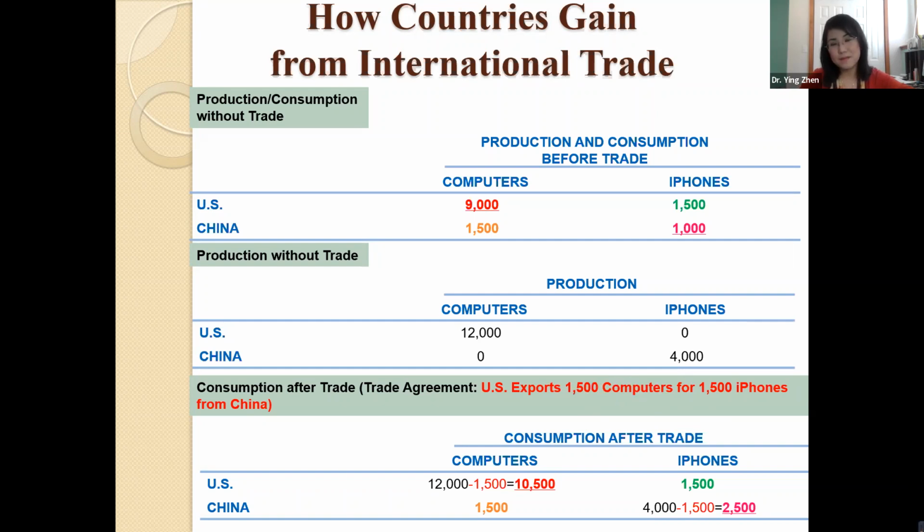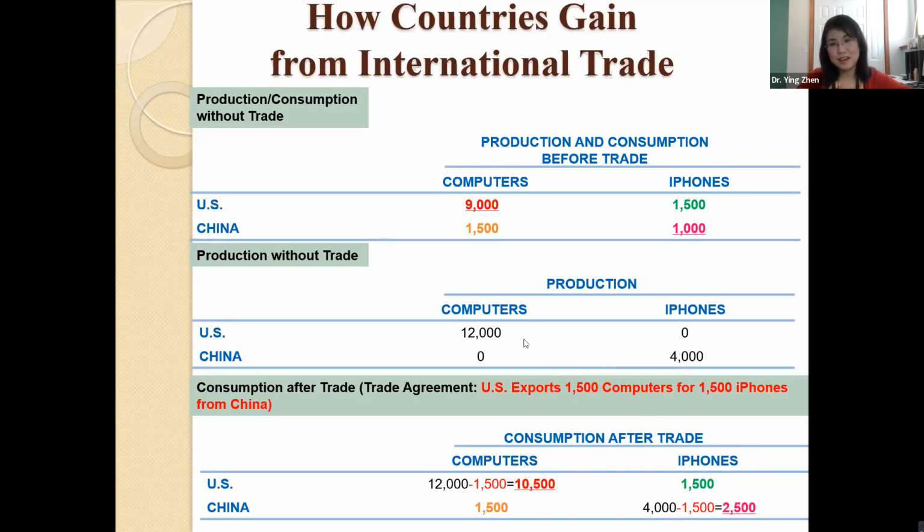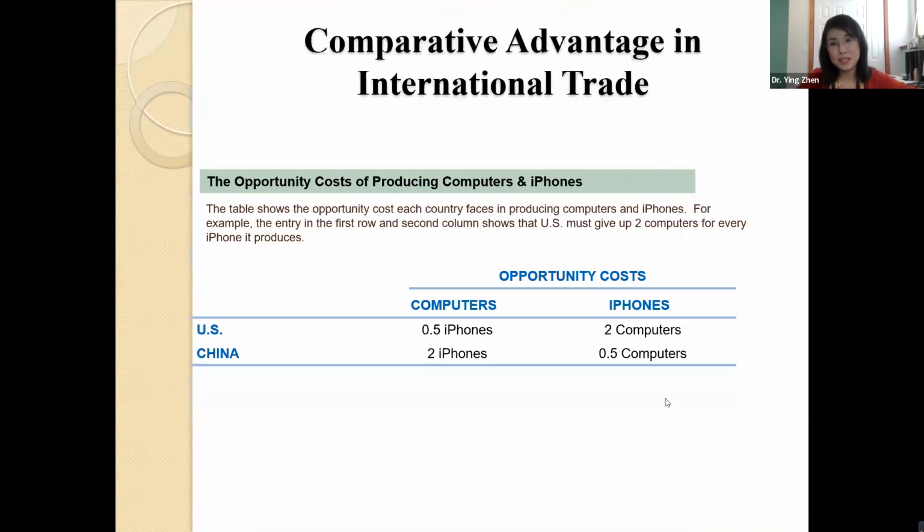But in their homework, sometimes the questions would ask the students to give their own example of terms of trade. How many units of good A or how many units of good B? So we have to make sure that their ratio, their terms of trade, here like computers over iPhones, this ratio should lie between the two opportunity costs. So this ratio is 1. 1 is between 0.5 and 2. So that would work, right?